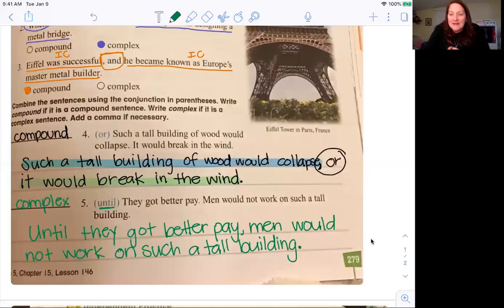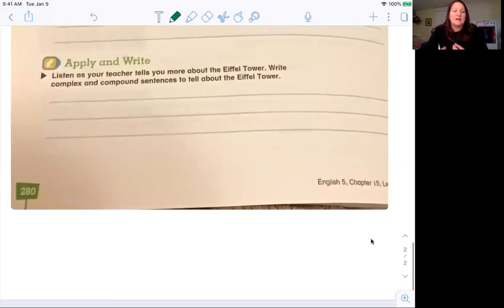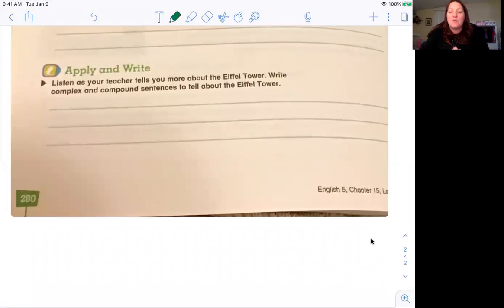Okay, this is what you're gonna do. Press pause, okay? Do the back of the paper. You're doing the exact same thing we did for the first section and you're only doing one of these sentences that we just wrote on the back. Then if you go to apply and write at the bottom, you're going to listen as your teacher tells you more about the Eiffel Tower and write complex and compound sentences to tell about the Eiffel Tower.